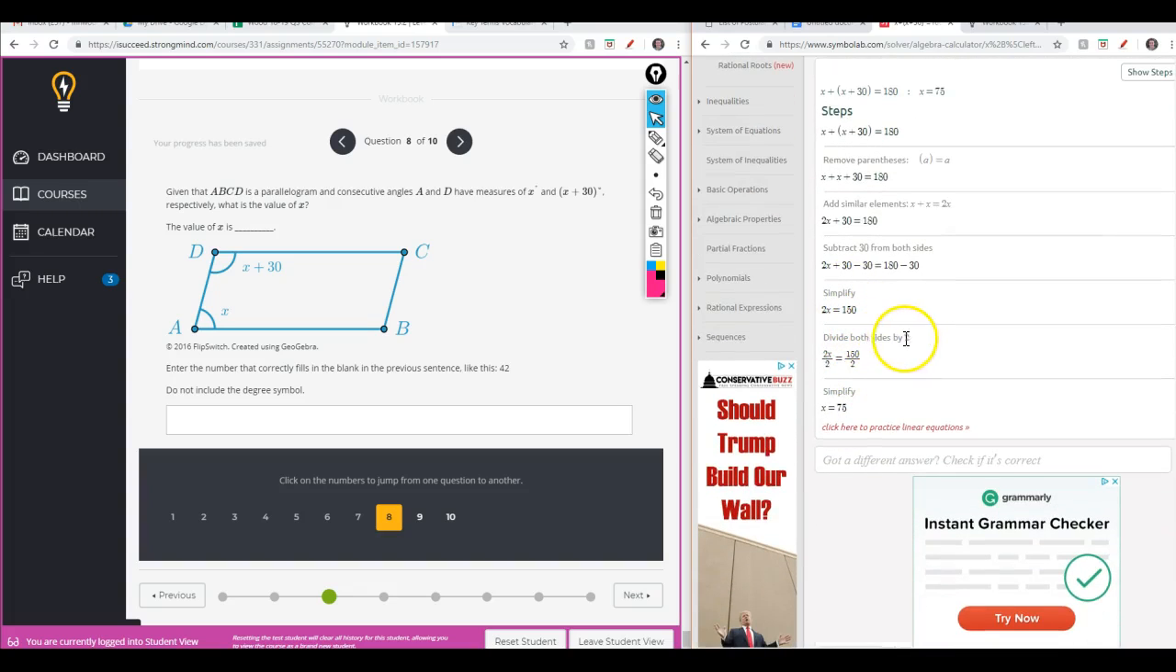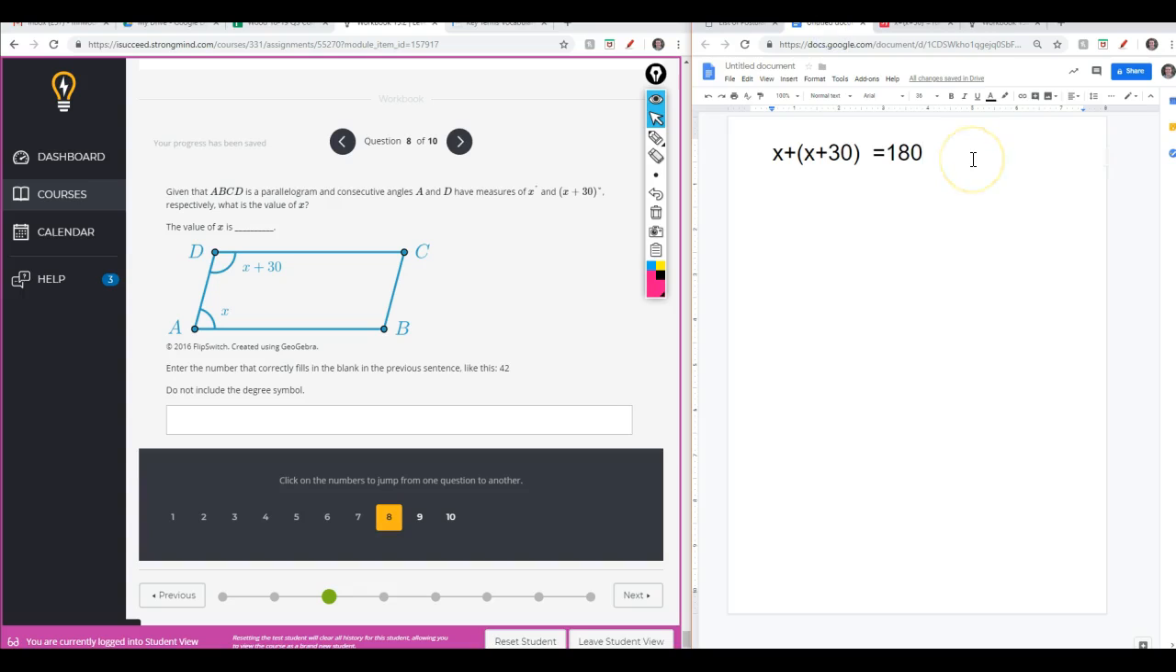And then it says divide both sides by 2. So 2 divided by 2 reduces down to 1. And in math, it is very common not to write that 1 right there because it's implied. And then 150 divided by 2 is 75. So now we know that x equals 75. So if we come back over here, x equals 75, and the question is the value of x is blank, so it's 75.